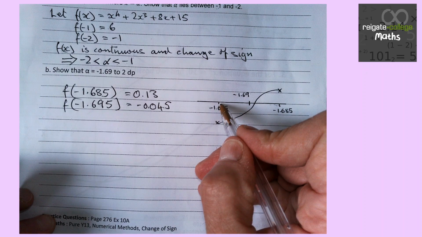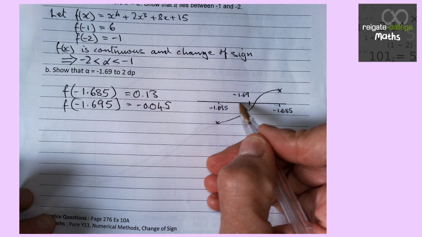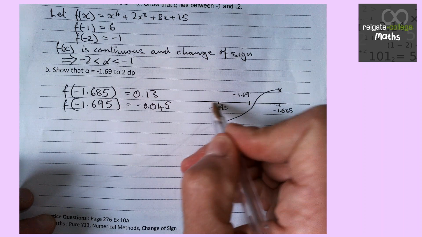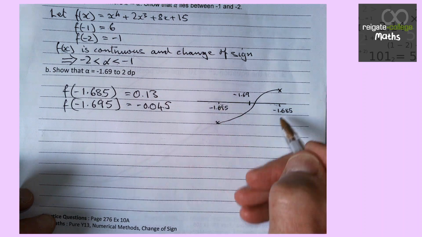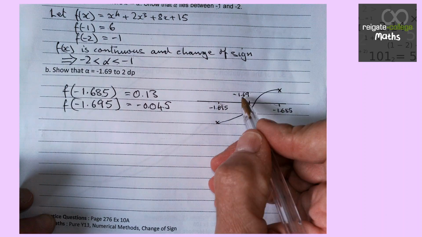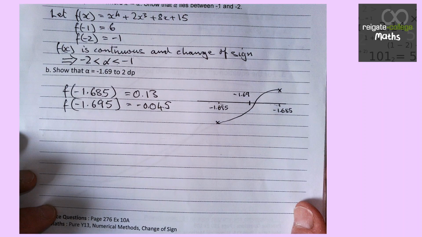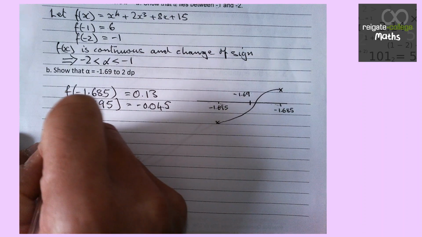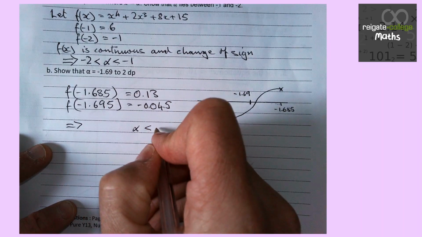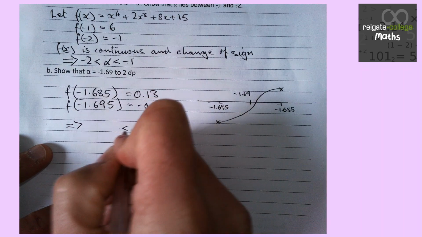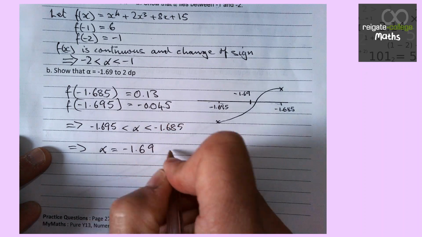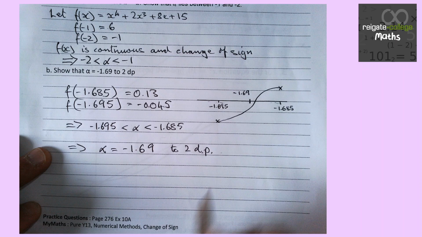To 2 decimal places, I would round it to minus 1.69. Same thing here, if it's between minus 1.695 and minus 1.69, to 2 decimal places I would round it to minus 1.69. If it's over this side, I'd round it to minus 1.70. If it's over here, I would round it to minus 1.68. So because it's between these two values, I know that to 2 decimal places it is minus 1.69. So we can say therefore alpha is less than minus 1.685, greater than minus 1.695. So alpha equals minus 1.69 to 2 decimal places.